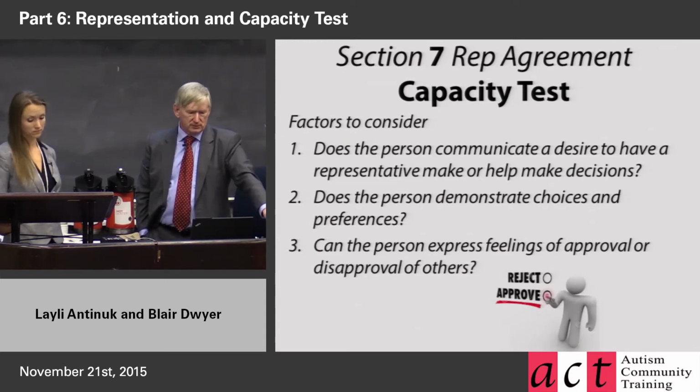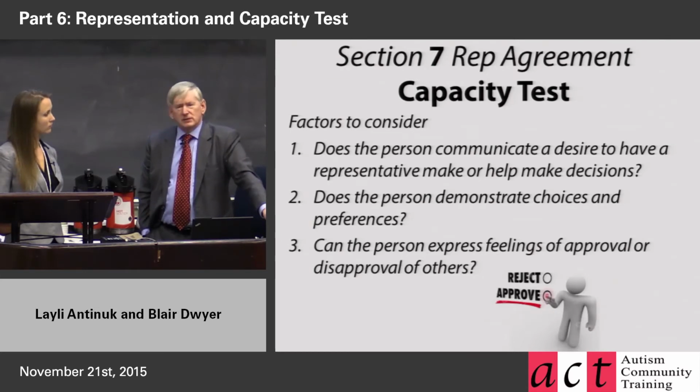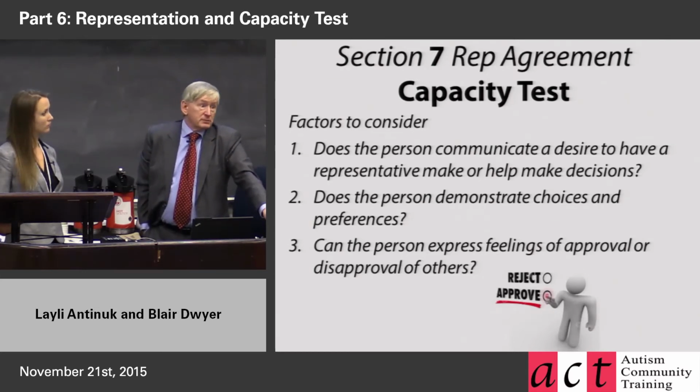Pretty easy threshold to make. Does the person demonstrate choices and preferences? Yeah, I'm comfortable with my mom and dad. I'm not as comfortable with other people. I can't figure out other people. That's a preference.